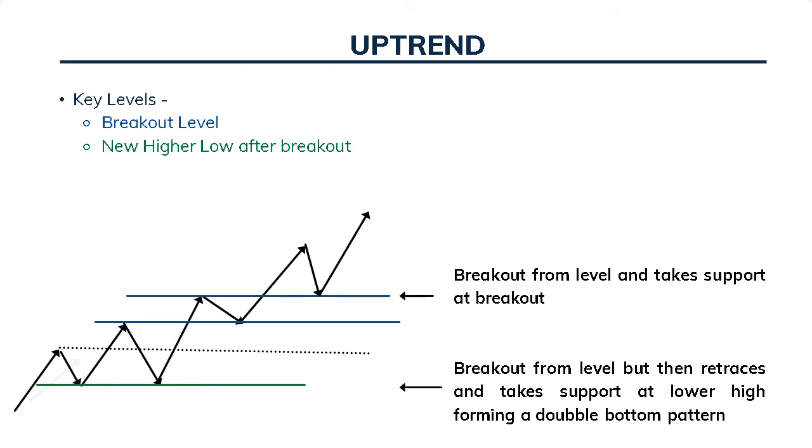Now in case of uptrend, what are the major key levels which you should look at? There are two levels which we should look at. The first one is the breakout level and the second one is the lower high which is formed after the price breaks out. Whenever there is a breakout, you should wait for the price to retrace. Normally you will see the price retracing to the breakout level, taking support and moving up.